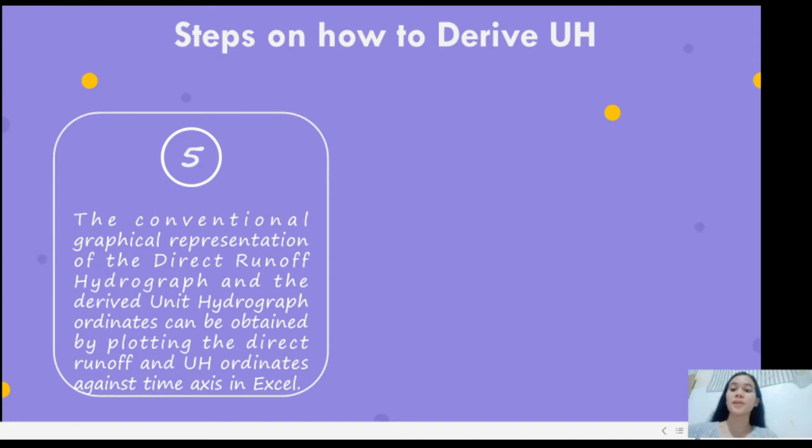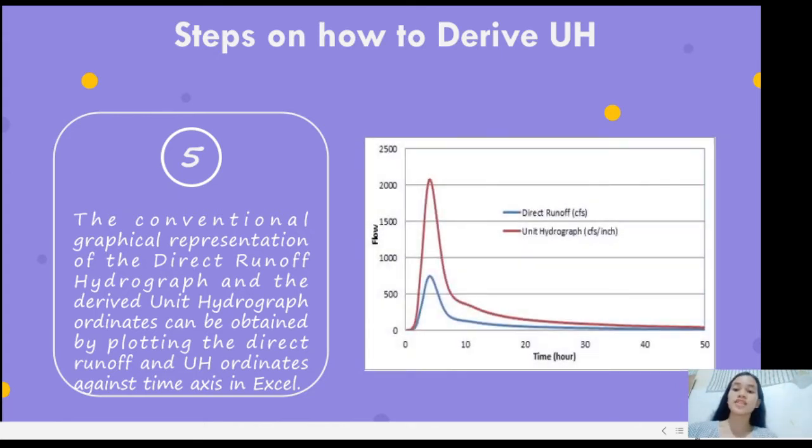For the 5th step, the conventional graphical representation of direct runoff hydrograph and the derivative unit hydrograph ordinates can be obtained by plotting the direct runoff and unit hydrograph ordinates against time axis in Excel. As you can see in the given graph, the blue one is the direct runoff and the red one is the unit hydrograph.